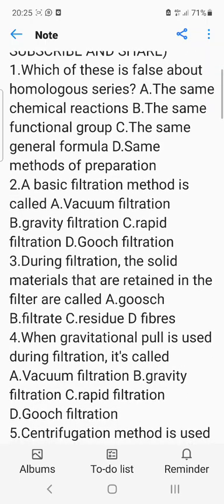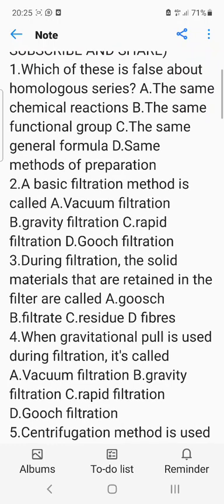The first one says, which of these is false about homologous series? A, the same chemical reactions. B, the same functional group. C, the same general formula. And D, same methods of preparation.